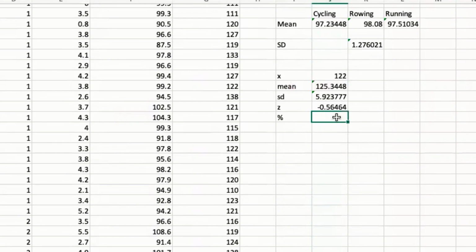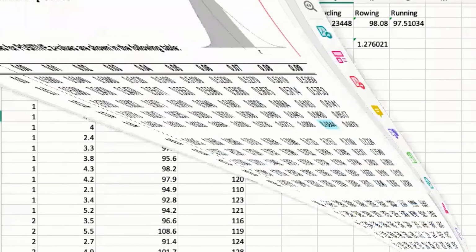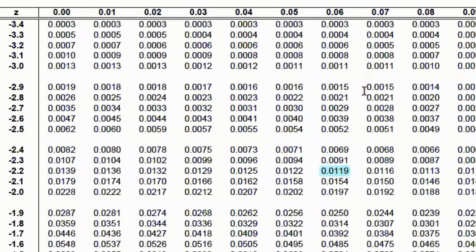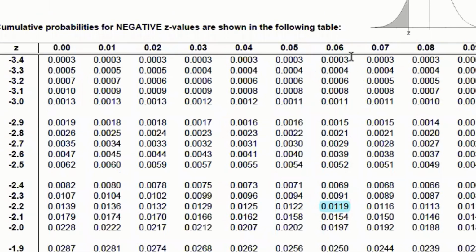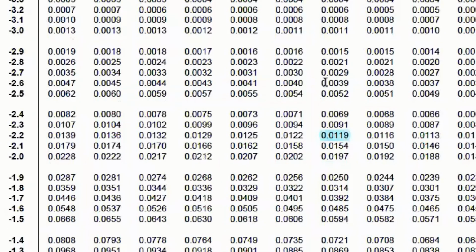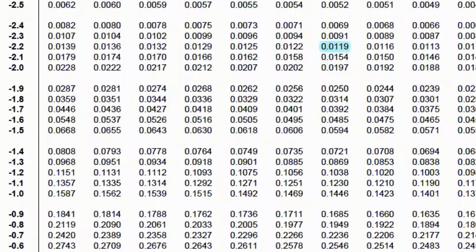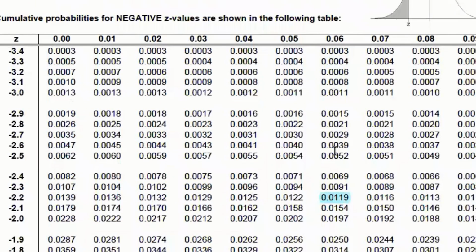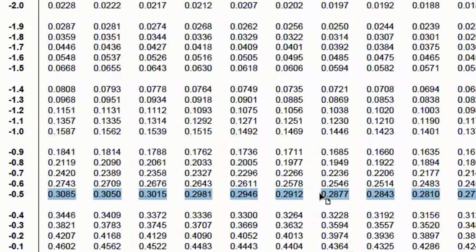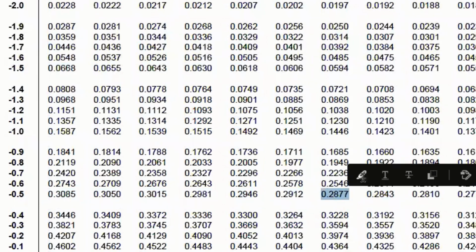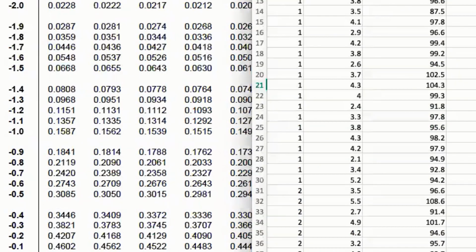So then we can look that up on our Z table. It's a negative value, so we'll go to the -1. And we're looking for negative 0.56. So 0.5 is in this row, 0.6 is in this column. So 28.77%. Or you could write 0.2877.